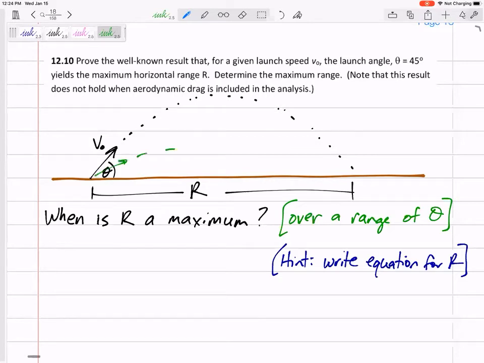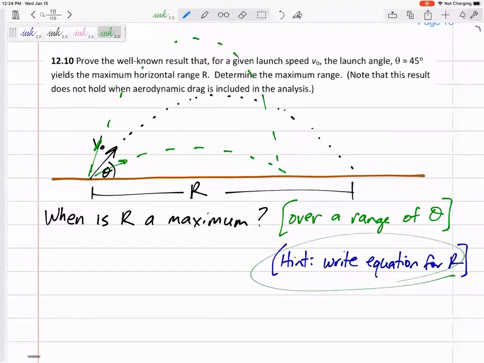If you launch it too low, it won't go as far. But also, if you launch it too high, it also might not go as far. But if you launch it at 45 degrees, neglecting air resistance, you would get the maximum range. How could we prove that?